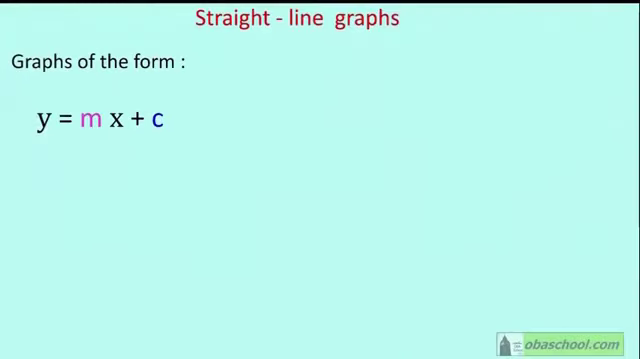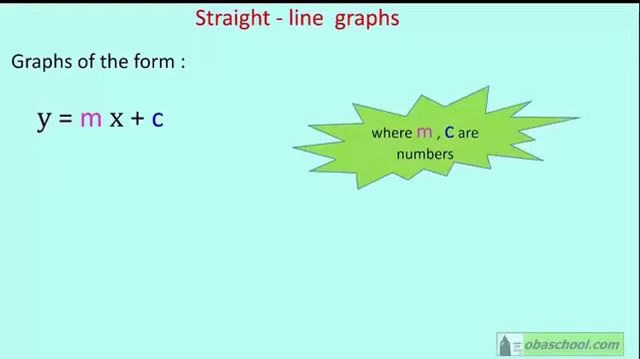Unit 1. Straight line graphs. In this tutorial, we will define the equation of a straight line and show how to plot this line on an orthogonal system. First of all, we define the equation of a straight line in the form of y equals mx plus c, as you can see in this figure, where m and c are any numbers.